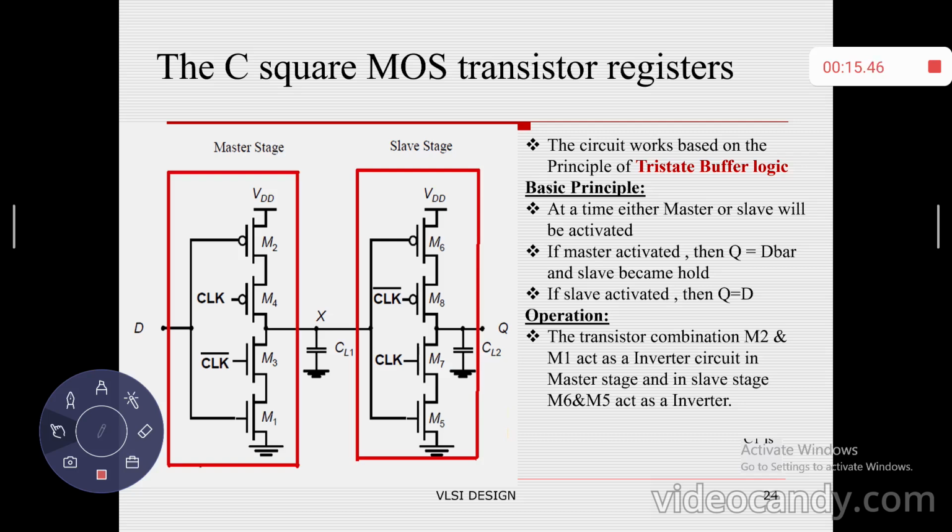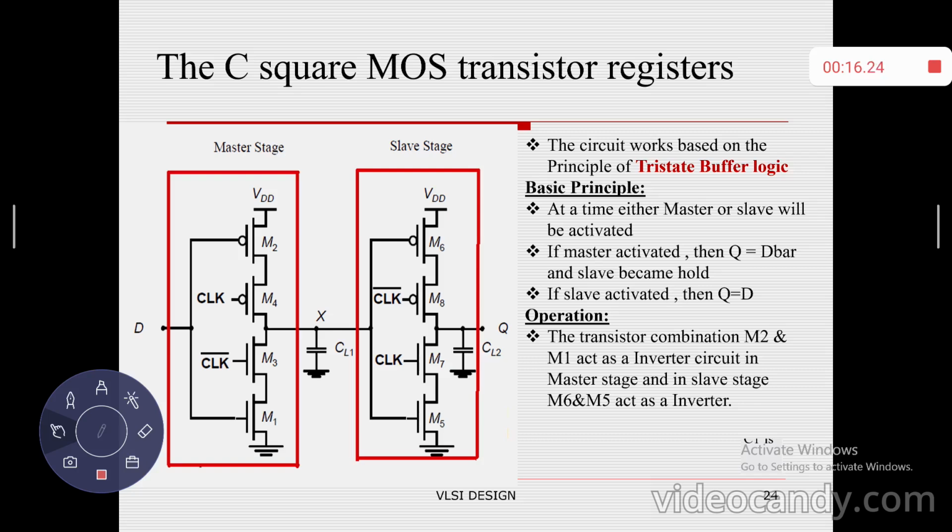Let me explain the circuit operation. When clock equals 0, out of the 8 transistors, M4 and M3 are both on, whereas M8 and M7 are disconnected. Speaking simply, the master is active and the slave is deactivated. Since the D input is connected to M2, M1, they perform the inverting operation. Whatever input you have connected at the D input, it is inverted and stored across CL1.